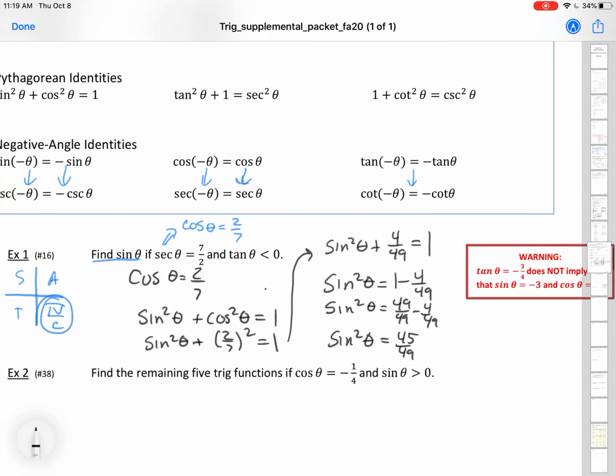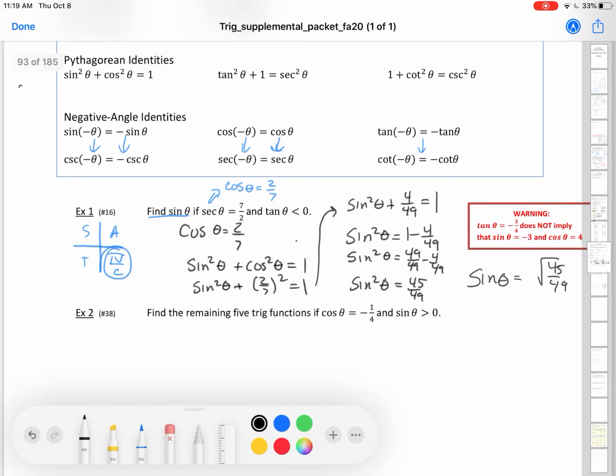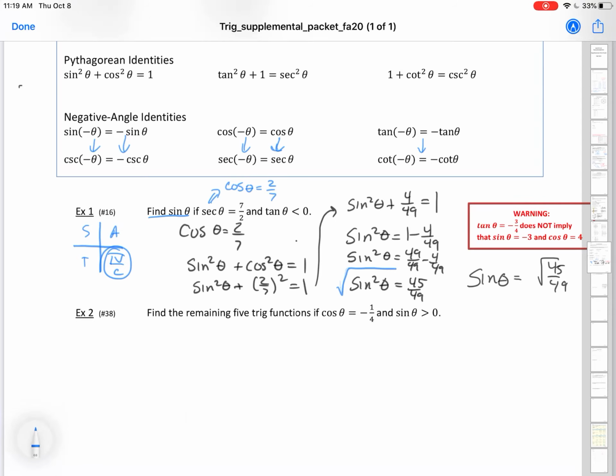Now, we don't want sine squared theta. We want what sine theta is. So sine theta is the square root of 45/49, and you have to pick the sign. The whole reason they told us what quadrant we are in is that, as you remember from your algebra days, when you put on the square root, you have to do a plus or minus, usually with the number.